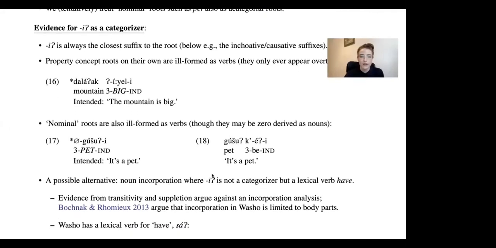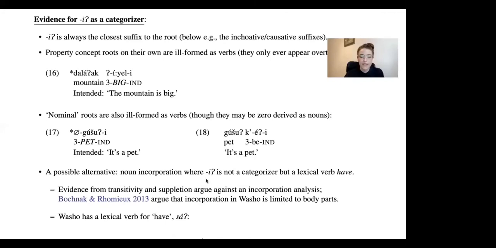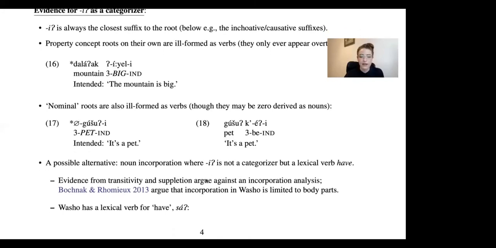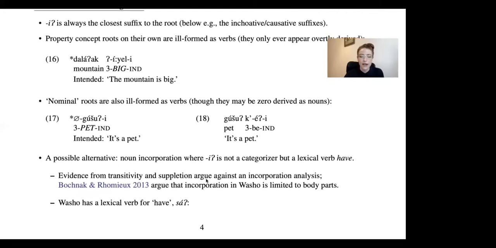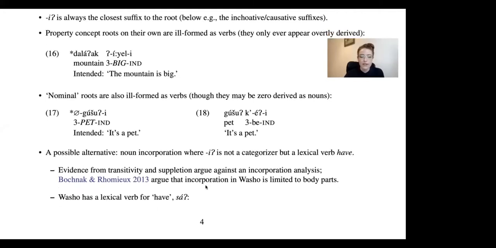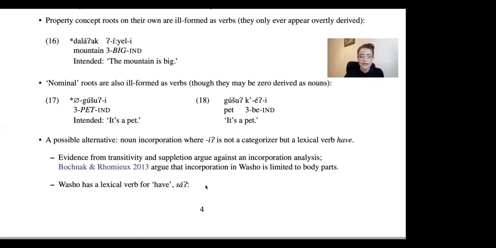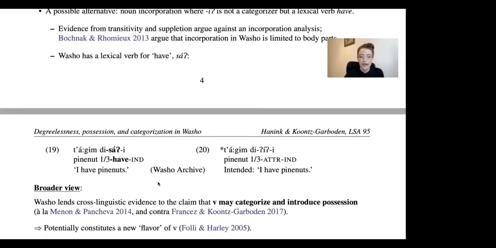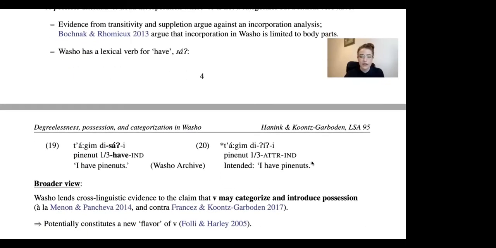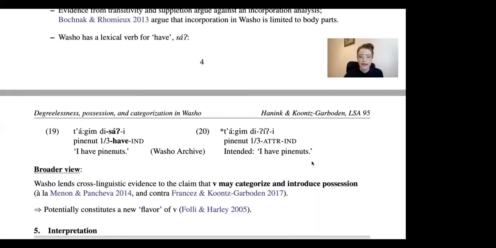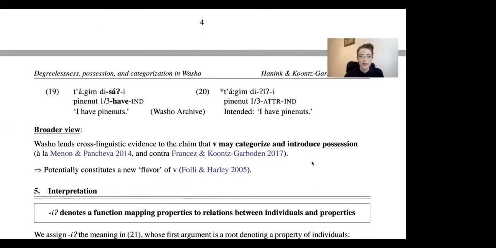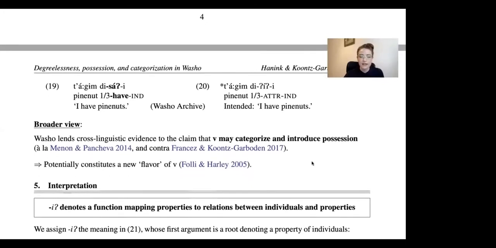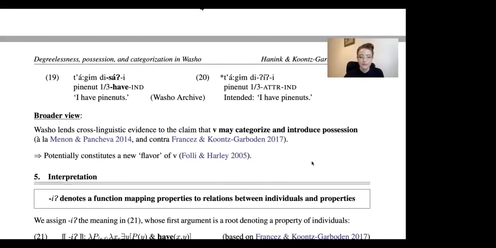Now we note that one possible alternative to the categorization approach that we're taking is that what we're seeing is in fact noun incorporation, where E is not a categorizer, but a lexical verb meaning have. But we have some points that argue against this. First, there's evidence from transitivity and suppletion data of the incorporated object that argue against this type of approach. And additionally, Washoe has a lexical verb for have, which is sa, as you see here in 19, agum di sa'i, I have pine nuts. And you can see in 20 that trying to use the attributive suffix E simply as a verb to mean I have pine nuts is not possible. So what we have is good evidence that E is a categorizer in Washoe, and it therefore lends cross-linguistic evidence to the claim that v may categorize and introduce possession.